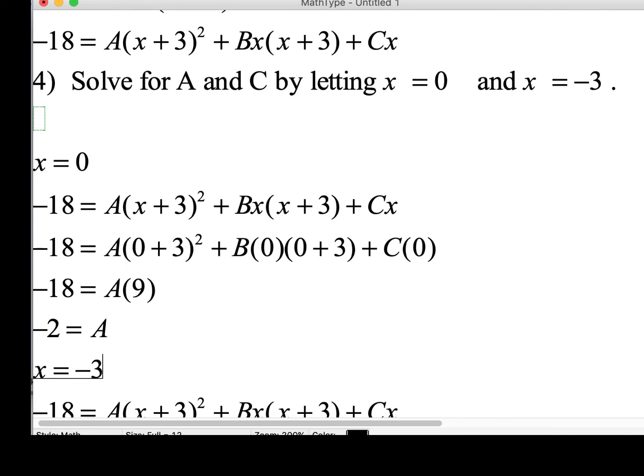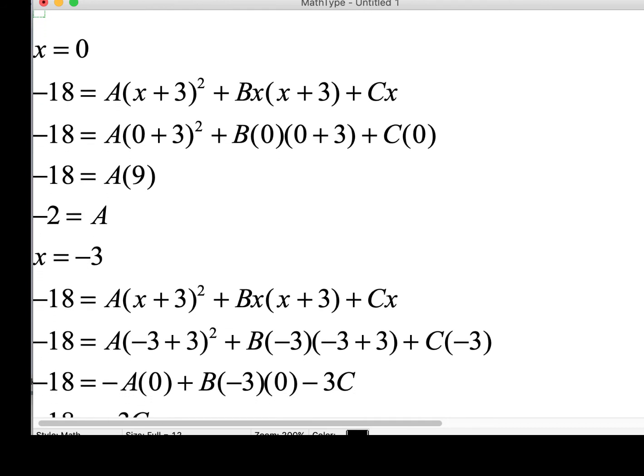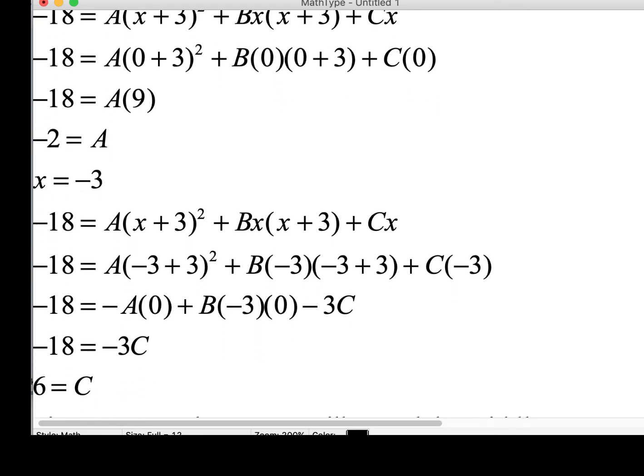Substituting in -3 into the expression, we have a times -3 plus 3 quantity squared, plus b times -3 times the quantity -3 plus 3, and then c times -3. As we substitute in x equal to -3, the values multiplied by a give us 0, because -3 plus 3 is 0 and 0 squared is 0. So the first two terms are going to cancel. And so we have -18 equals 3c. Pardon me, -3c. Dividing both sides by -3, we get c equal to +6.